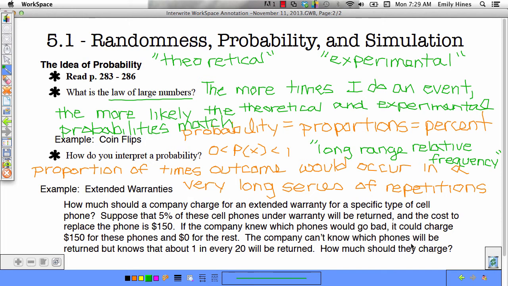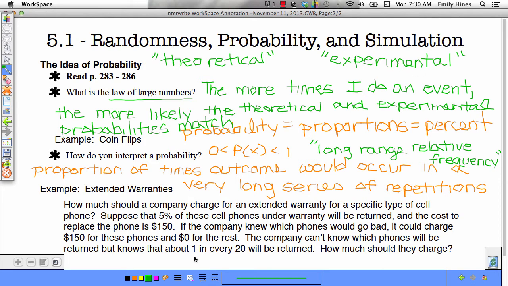So how much should they charge for their extended warranty? So basically, when you purchase an extended warranty on something, whether it be a phone or, I have one on my refrigerator, what you're paying for is enough money to cover the likelihood that 1 in every 20 of these is going to be returned. So basically, they're splitting the cost of 1 among 20 people in order to cover the costs.